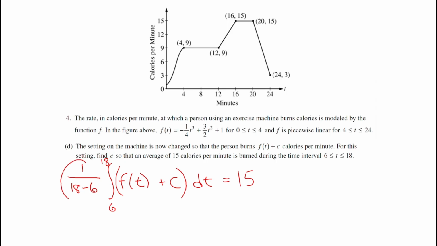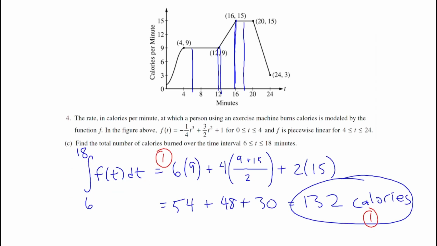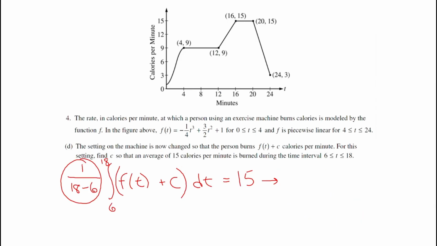So 1 over 12 here, if we multiply 12 times 15, that's going to give us 180, right? So we're going to end up with the integral of f of t plus c. Well, we don't have to actually do that. We already knew that the integral of f of t was 132 on that interval. So let's just bring that over first and separate this.